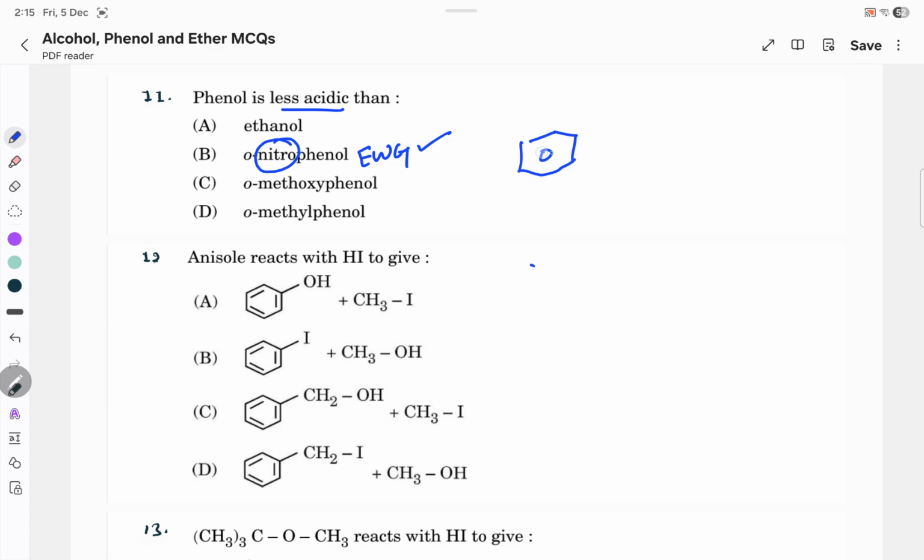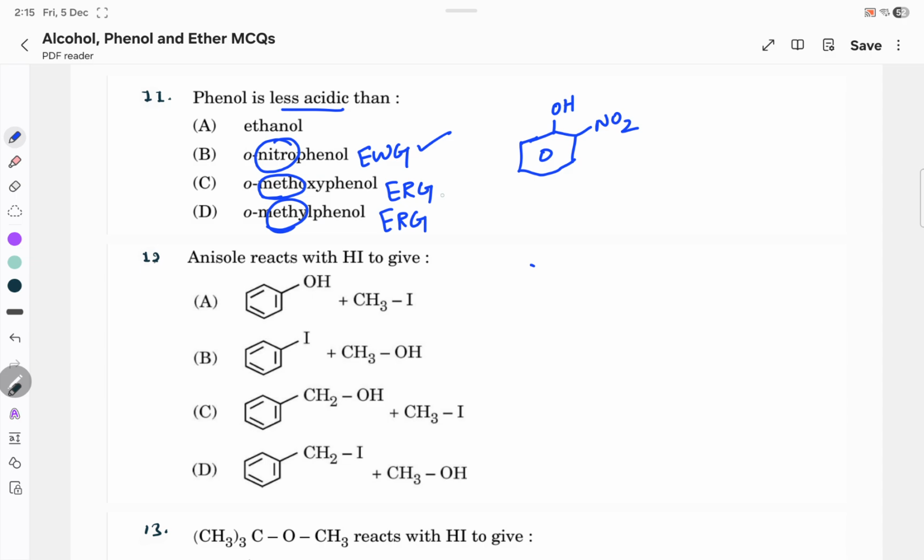So this is orthonitrophenol. This is the structure. Whereas in the other compounds, it is methoxy and methyl. Both are electron releasing groups. And ethanol is not an aromatic alcohol.